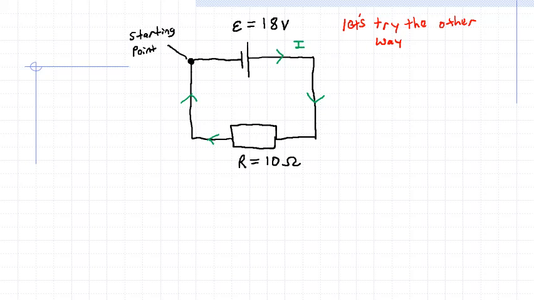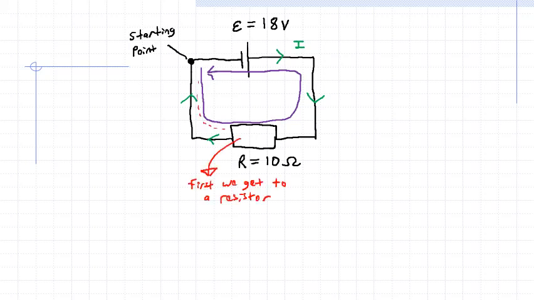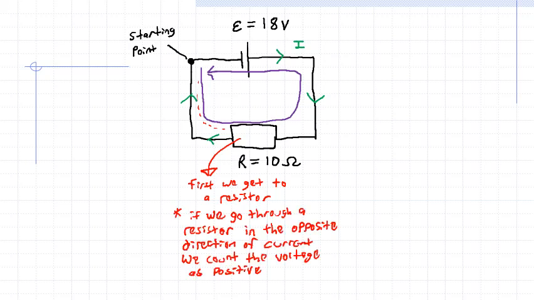Let's go the other way. Let's say we know the current's going this way, but we're going to make our loop go the other way. We can choose the direction of our loops, and we'll do that. So first we encounter a resistor. Now, in this case, we're saying that the current is going around in a clockwise manner, but our loop is going counterclockwise. And so if we go through a resistor in the opposite direction of current, which we are here, then we count the current times the resistance as positive.